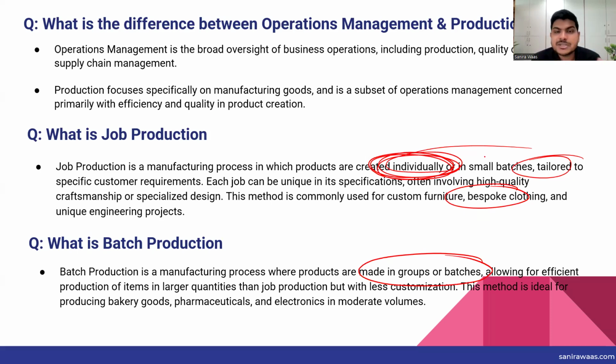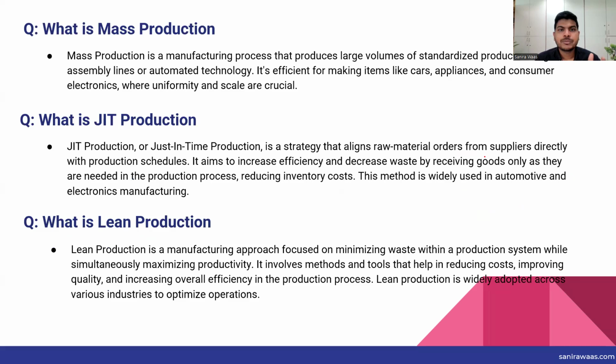It means it's batch production. So the next one is mass production, where you make for the entire market, more standardized, high volume, large volume, like cars, appliances, and electronics. Those are the three main ways of how we are going to produce. Job, only one. Batch is in the middle.